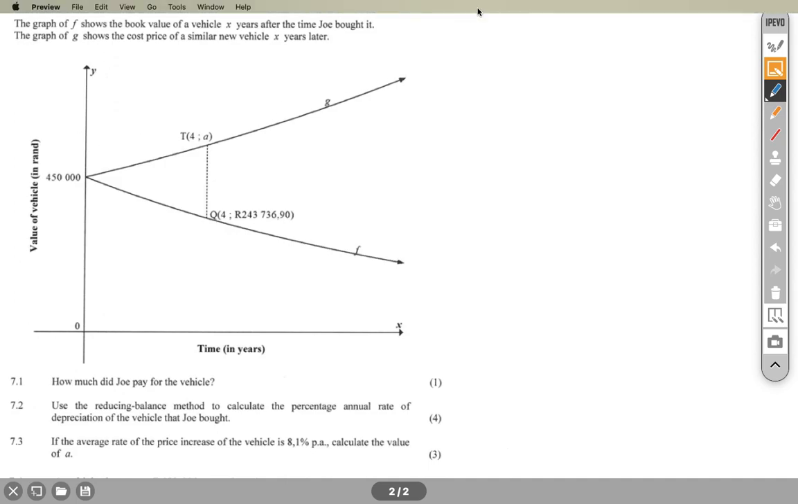Grade 12 financial mathematics, but 7.1 to 7.3 is also applicable to grade 11.